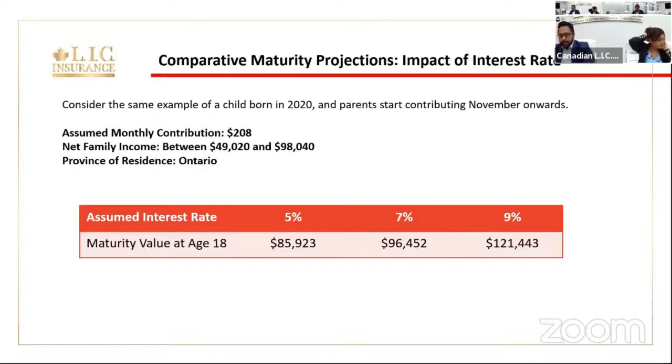If you look at 5% based on $208 contributions for a newborn child, we're looking at an overall maturity value of $85,000. If the average return over the period is about 7%, then we're looking at an overall maturity value of around $96,000. And at a 9% rate of return, the maturity value is $121,000. This is because compounding works. The higher your average returns, the higher the value you see at the end of the period.